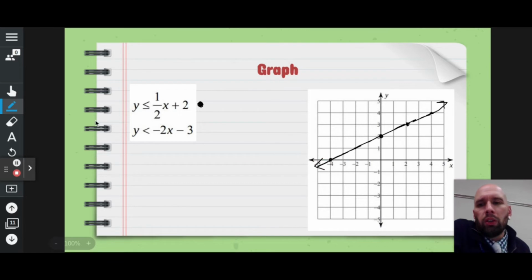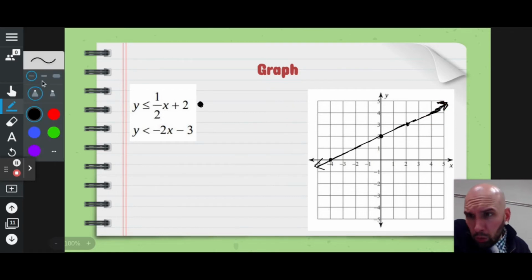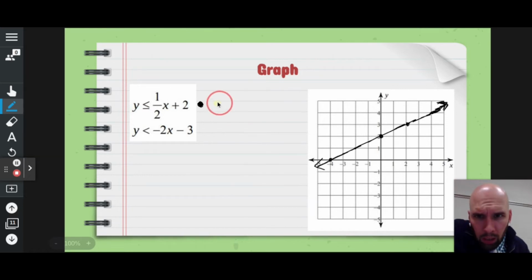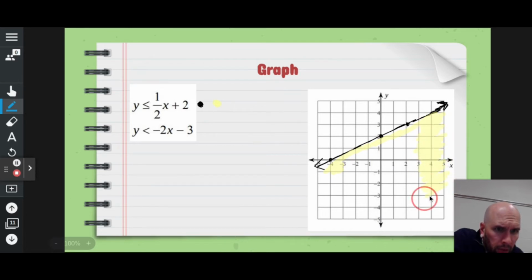Not bad if I do say so myself, except for the very end there. We'll just make it look like I didn't mess up. Yeah, perfect. I'm going to shade this in, let's do like a yellowish. So I'm going to shade you in yellow. Doesn't show up that well. That's all right. I'm shading underneath the line because it's less than.